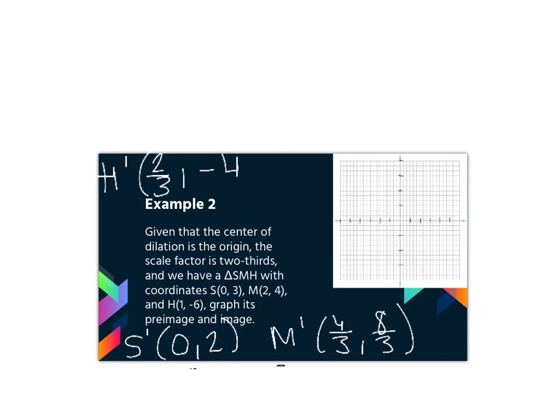So our next step is just to plot these points, as well as the points for the preimage. Note that it's really important to get into the habit of considering if we should expect the image to be bigger or smaller based on the scale factor. So because our scale factor is 2/3, I'm expecting our image to be smaller than our preimage.